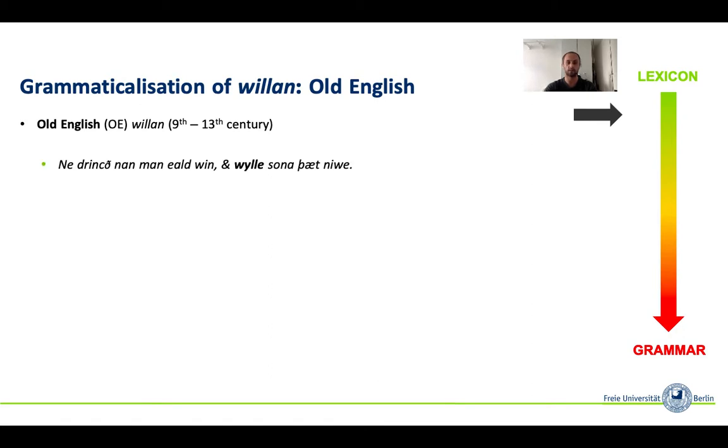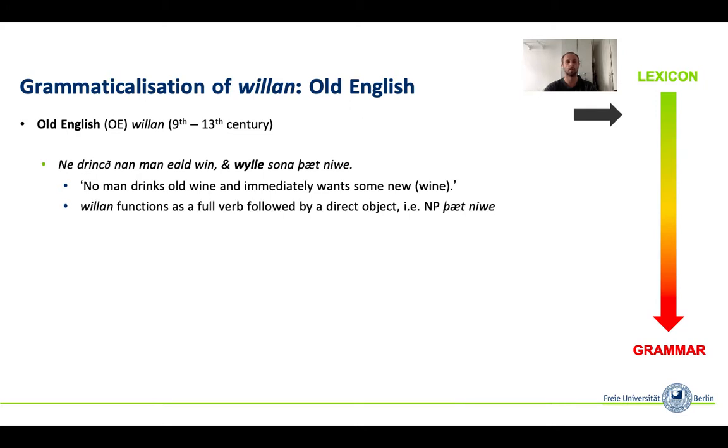And in that period, we get sentences such as this. Ne drinks neman alt wien, and wele sona that nieuwe. No man drinks old wine and immediately wants some new. Elided is the noun wine, right? So no man drinks old wine and immediately wants some new wine. In this case, willan, in bold, functions as a full verb followed by a direct object, that new, the new, right? So this is basically something like the meaning of the present-day English verb want. I want a new one, ic wille that nieuwe, right?